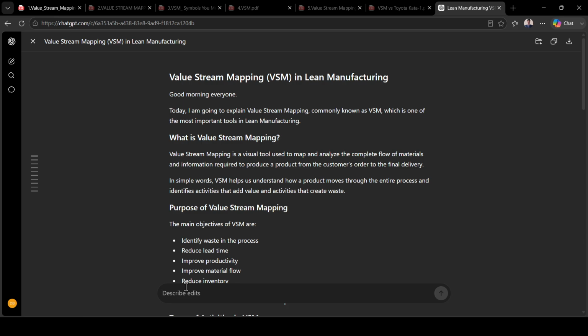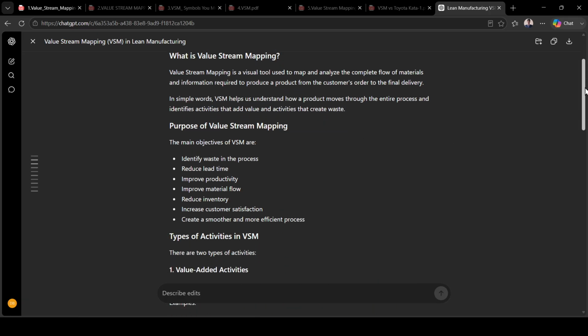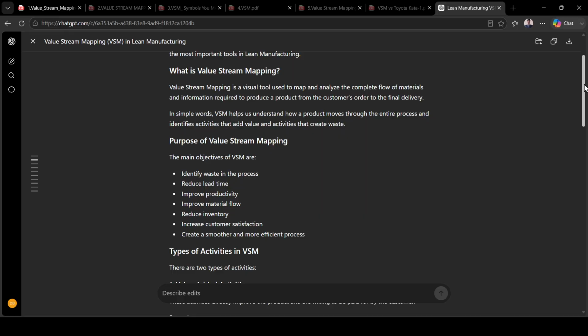So good morning everyone. Today I am going to explain value stream mapping, commonly known as VSM, which is one of the most important tools in lean manufacturing. Then what is value stream mapping? Value stream mapping is a visual tool used to map and analyze the complete flow of materials and information required to produce a product from the customer order to the final delivery.